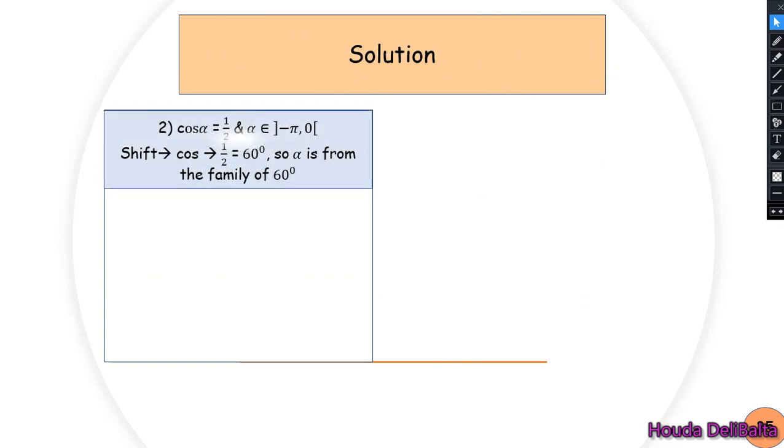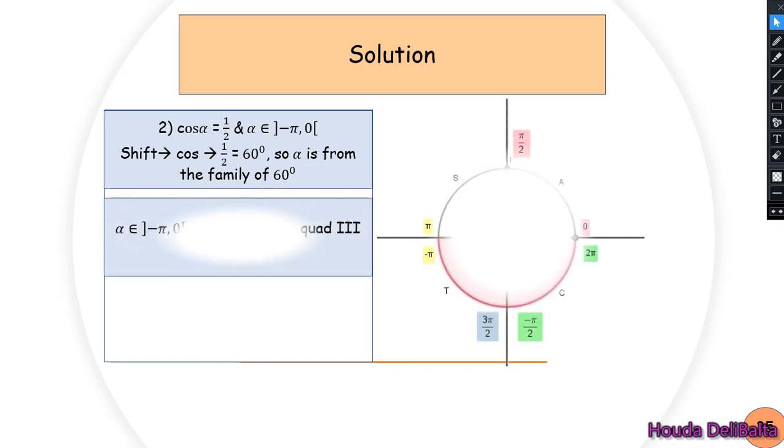Another example, part 2. I have that cosine alpha is half and alpha belongs to the interval minus pi, 0, which is indeed in degrees minus 180, 0. Again, we press on the calculator, shift, then cosine, then the given value, half, and the answer is 60. So that means alpha is from the family of 60. It's not necessarily 60 because 60 belongs to the first quadrant only.